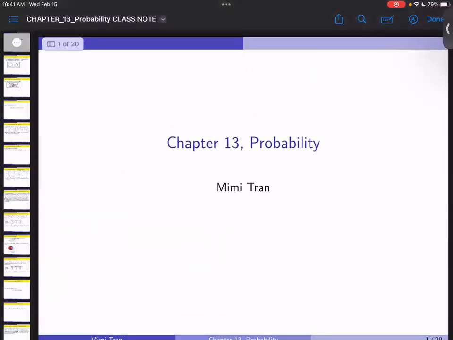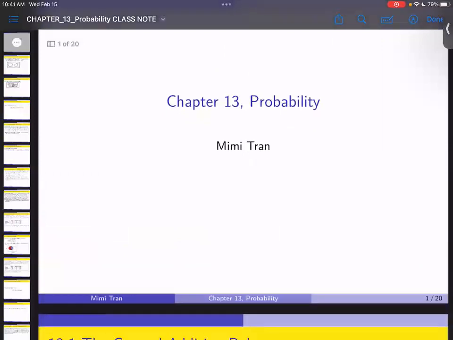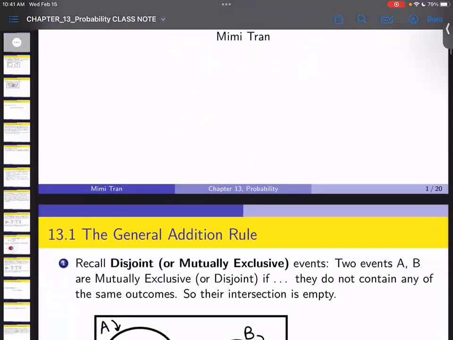Chapter 13, we continue with probability. Now we go a little bit deeper. Last time we talked about what? Probability is a long-term trend, right? We talk about sample space. We talk about disjoint, or sometimes people call it mutually exclusive events. And we talk about random variable. How many types of random variable do we have? 2, right? Discrete random variable or continuous random variable.